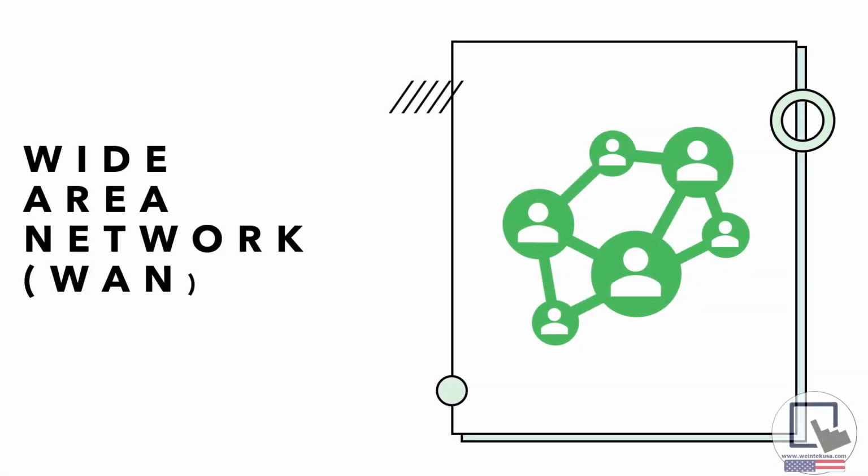A wide area network, or WAN, spans a large geographical area, often connecting multiple LANs across cities, countries, or even continents. WANs are used by organizations to facilitate communication and data exchange between distant locations. The Internet is the largest example of a WAN, providing global connectivity and access to information.